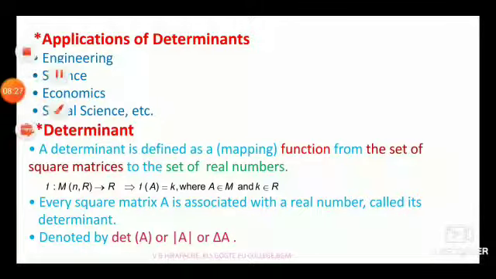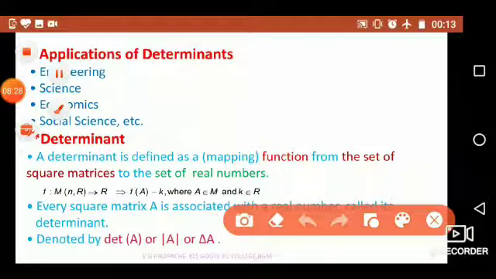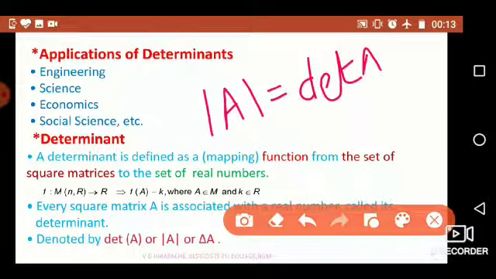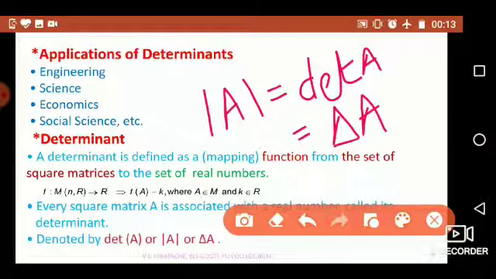or determinant of A. We read this as determinant of A, not as modulus of A. We can write determinant of A as det A, or we can also denote it by the notation delta A. These three are all the same. Therefore, usually the determinant of A is denoted by one of these three notations.